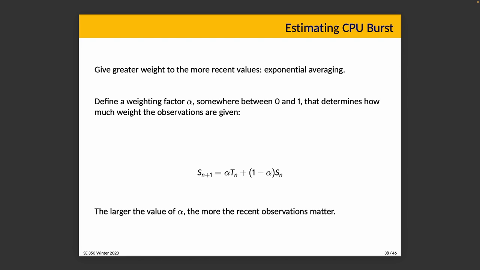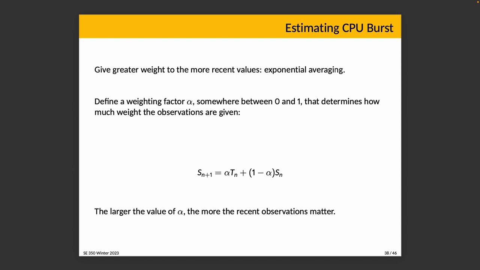And so what we'll do is determine a weighting factor alpha somewhere between 0 and 1 that determines how much weight these observations are given. And so then we just modify the formula so that S sub n plus 1 is alpha times T sub n, so the last recorded CPU burst time, plus 1 minus alpha times S sub n, our previous guess. So that's a pretty simple formula to calculate for the computer. There isn't a need to remember extensive history or anything. We just have to remember what we guessed last time. And we just need to base what we're doing off of that.